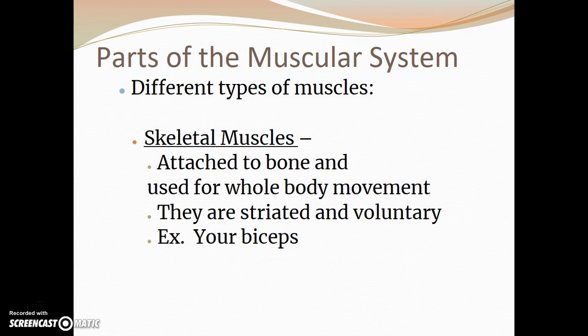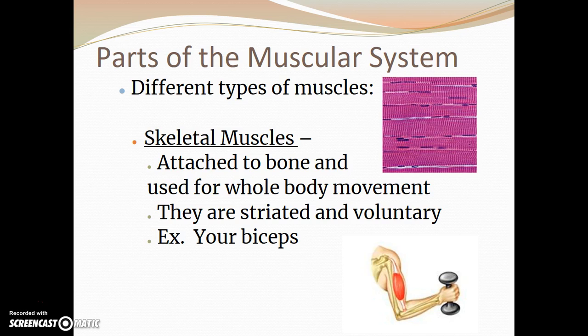We have 3 different types of muscles in our body. First, and the ones we think of the most, are our skeletal muscles. Skeletal muscles are, of course, attached to the bones of our skeleton and used to move our entire body. As you can see from the picture, they look like they have stripes. Again, these are a type of striated muscle.